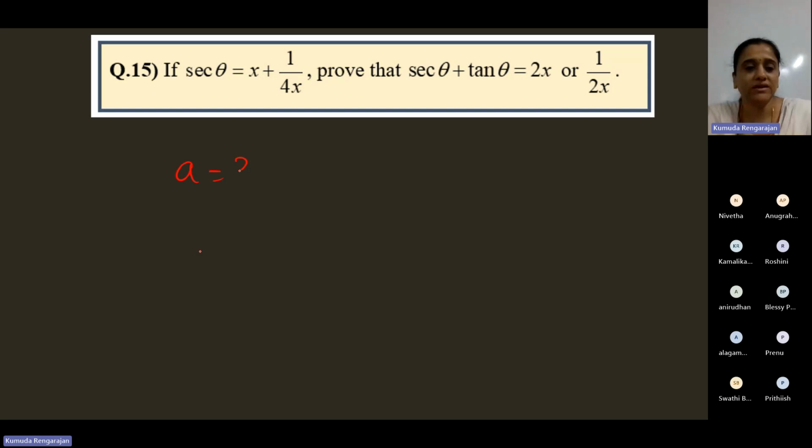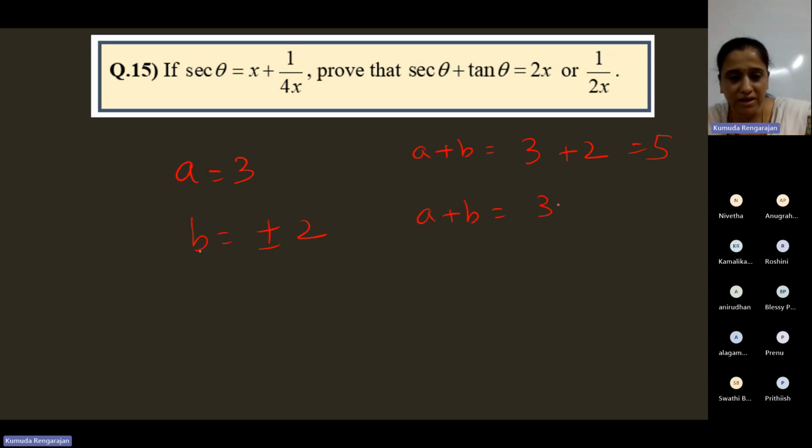If A is 3 and B is plus or minus 2, then A plus B will be, A is 3, B is plus 2, so 5, or A plus B will be A is 3 plus B is minus 2, so 1. Secant theta is only one value. But you should show that secant theta plus tan theta has two values, 2x or 1 by 2x.